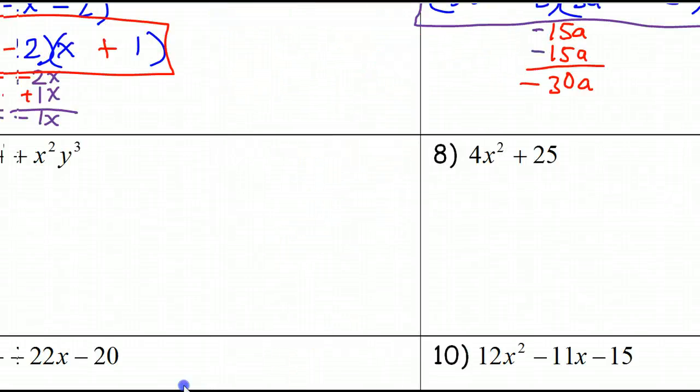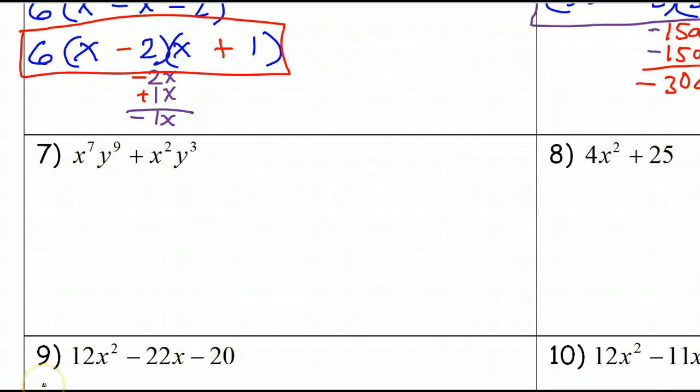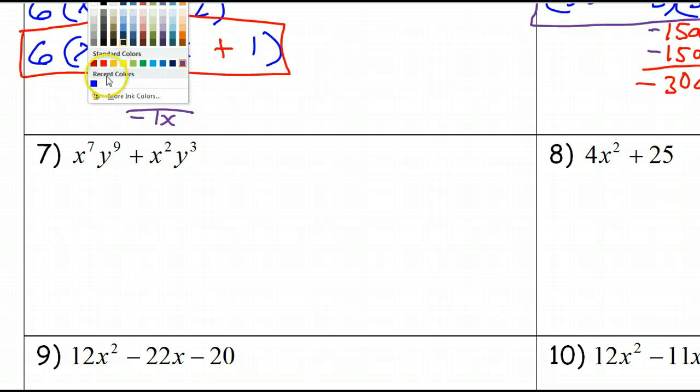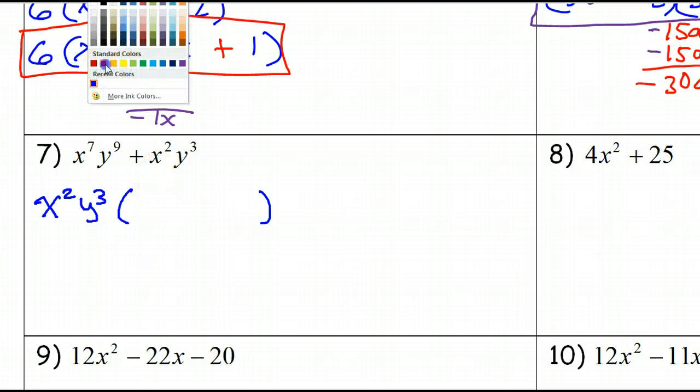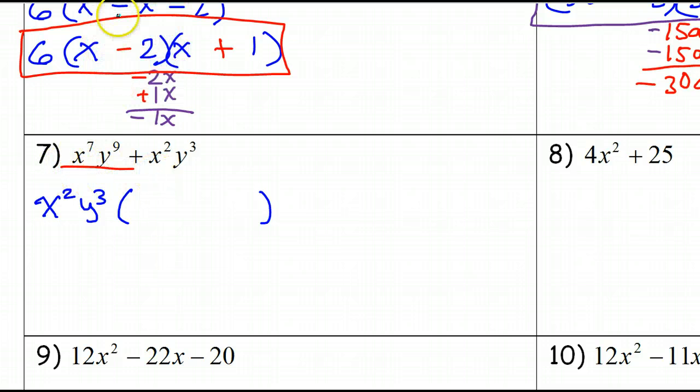How about number 7? GCF. I see it. They both have x's and y's. Let's see. X's, I see 7 x's and 2 x's. So they both have at least 2. So basically bring out the smaller amount. So I'm going to bring out x squared. How about the y's? 9 and 3. Bring out the lower amount. They both have at least 3. And then you can divide. Okay, I didn't really leave myself enough space.